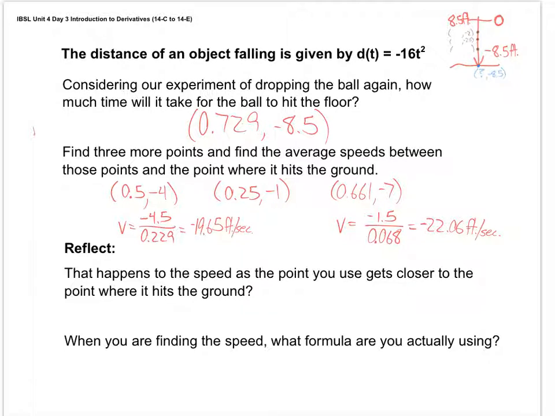This -1.5 is what? Distance is the difference. It's the difference of your distances, right? It's delta D over delta T, the change in your distances over the change in your times. Okay? So let's think about this. What are we actually finding, or what formula are we actually using when we're finding the speed? Slope. It's slope. We're finding the slope.